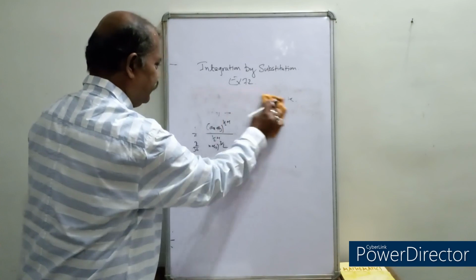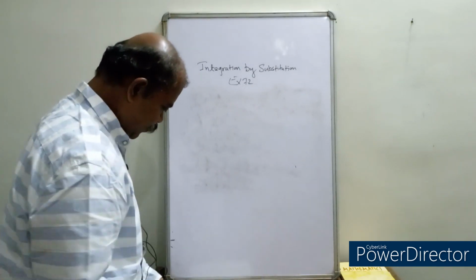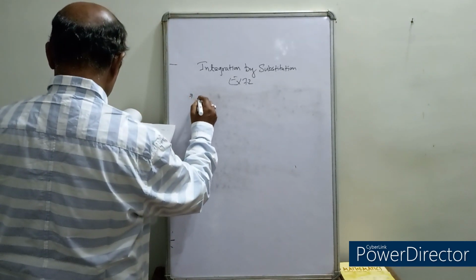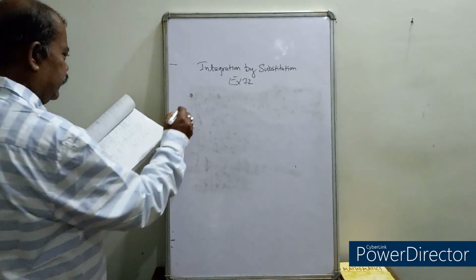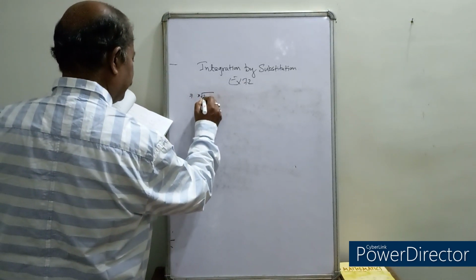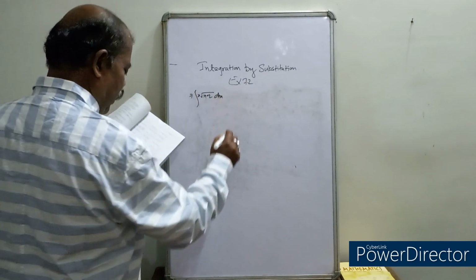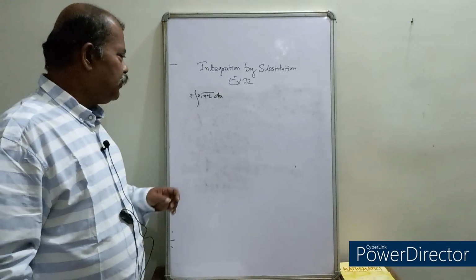Question number 7. Here you see, the question is integration of x root x plus 2 dx. Now how am I going to solve this with the help of substitution.